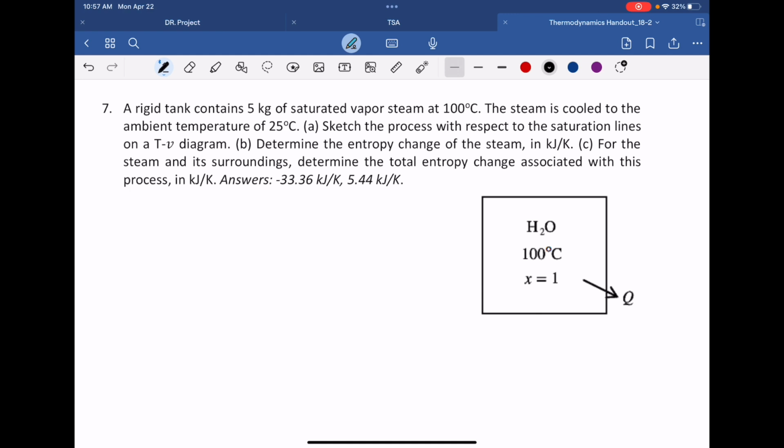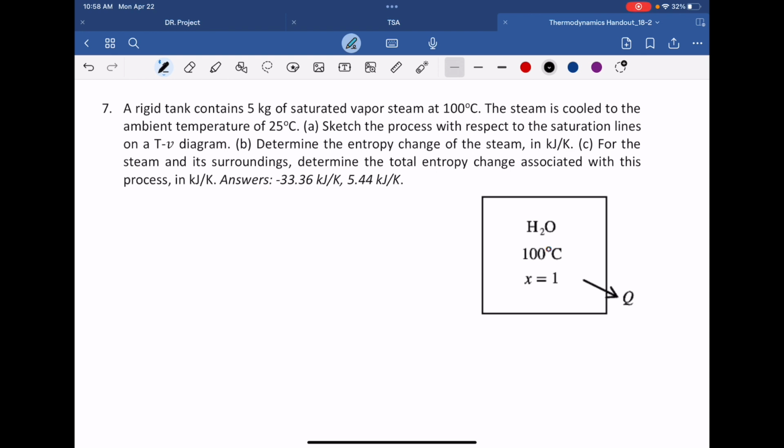Alright, so there is a rigid tank with water in it, 5 kilograms saturated vapor at 100 degrees Celsius. The steam is now cooled to ambient temperature of 25. Sketch the process with respect to saturation lines on a T-v diagram. What is the entropy change of your system? And what is the total entropy change of this process?